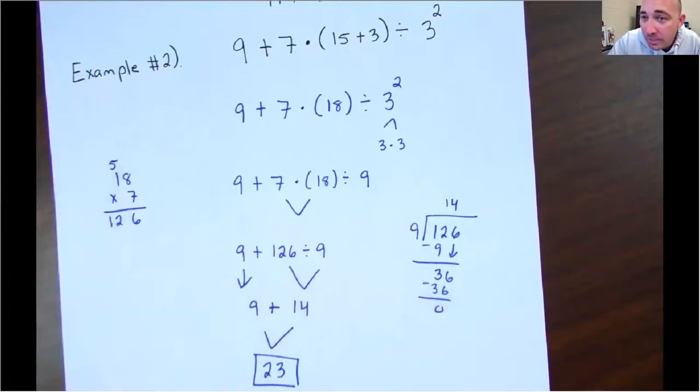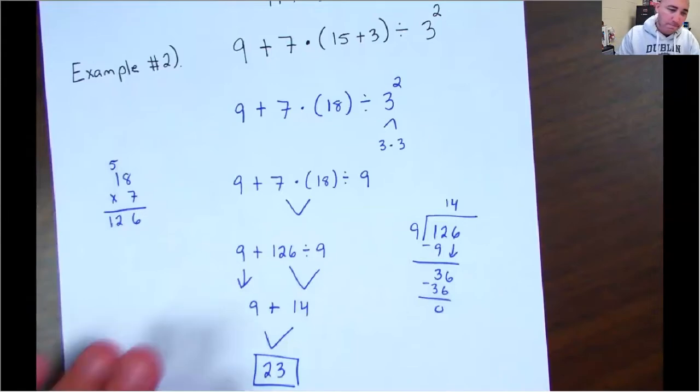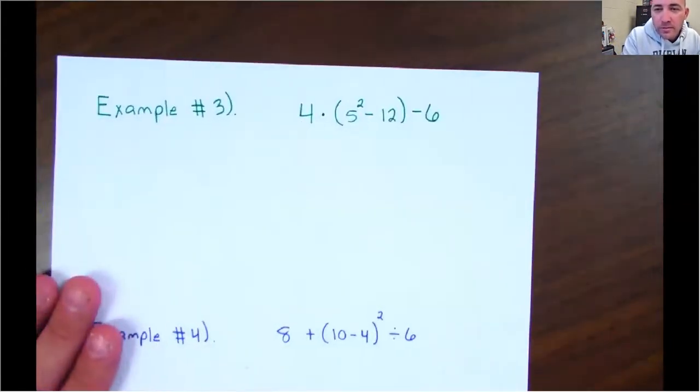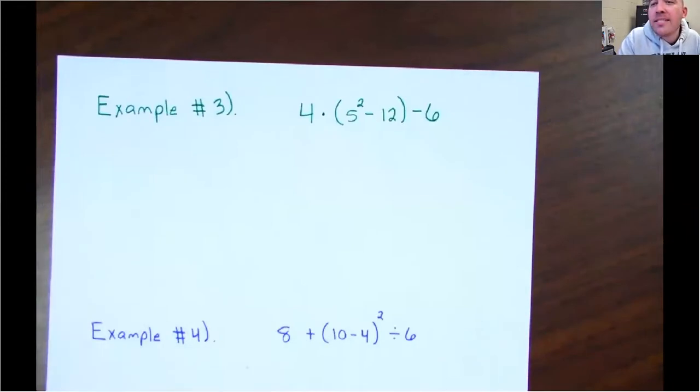Not too bad, a little bit harder now because we're actually throwing in some parentheses and some exponents, so slightly harder. If you need a pause to copy down these notes, please do so. We have 2 more examples. Ooh, look at this one. 4 times, and inside the parentheses, I got 5 squared minus 12, and on the outside, minus 6.